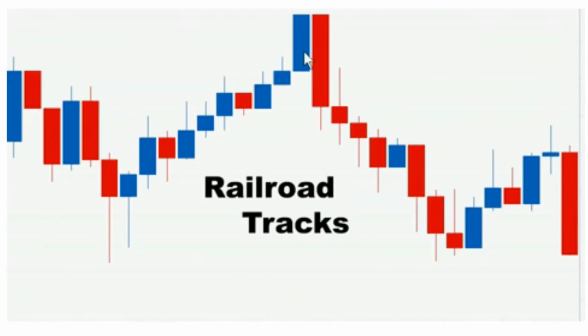Here is another set of railroad tracks at the top of an uptrend. The first bullish candle closes at or very near its highest price, while the second bearish candle drops from that price and actually closes lower than the previous blue candle.